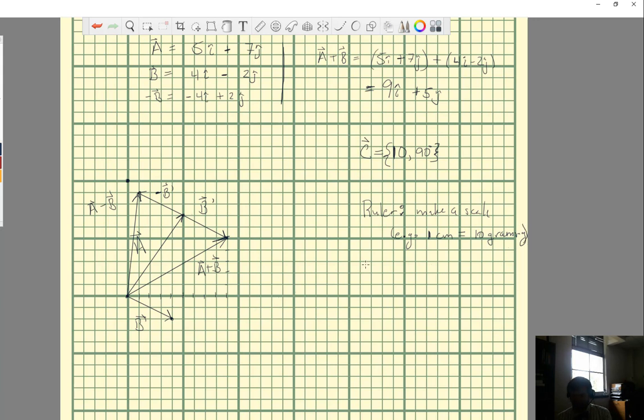And then you need a protractor. The protractor is so that you can actually measure the direction in which these lines are being drawn in, or these vectors are being drawn in. So this gets you direction.